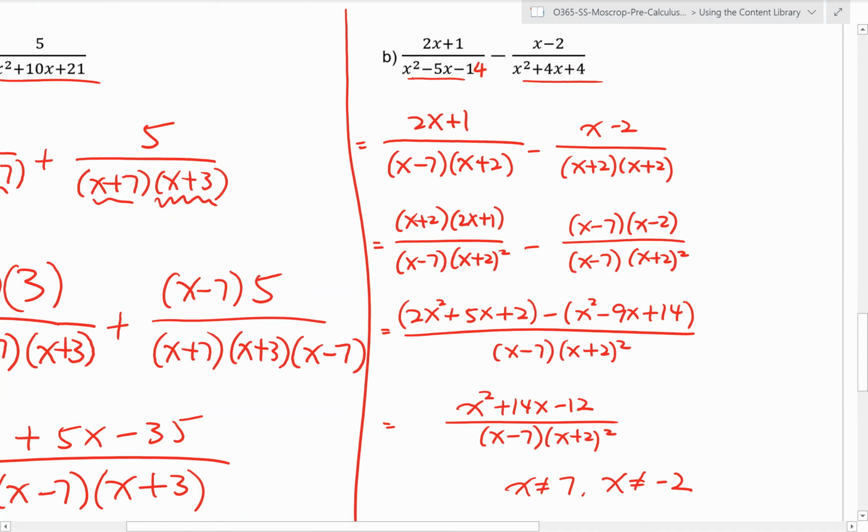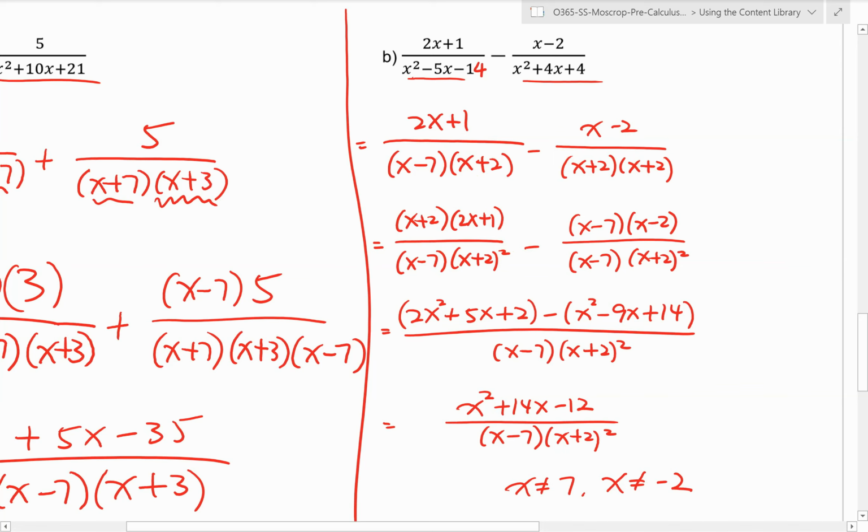So if you're looking for the common denominator, it's going to be x minus 7, because you have 1 here, x plus 2, because you have 1 here. Now on the right second fraction, you have 2 x plus 2's. Therefore, your common denominator is actually going to be x plus 2 squared. One of them is not going to be enough because you already have 2 here. You can't just say, I'm going to get rid of 1. You can't do that.